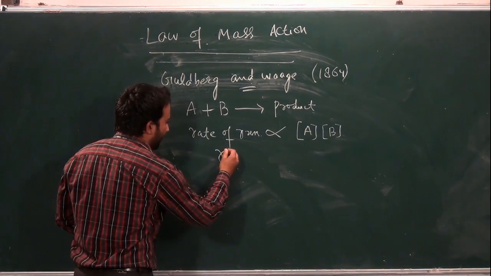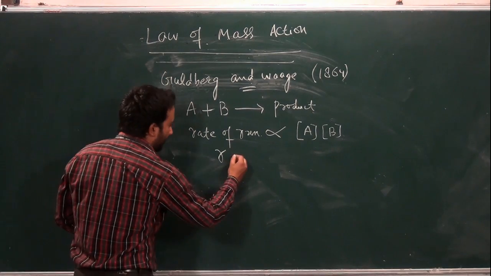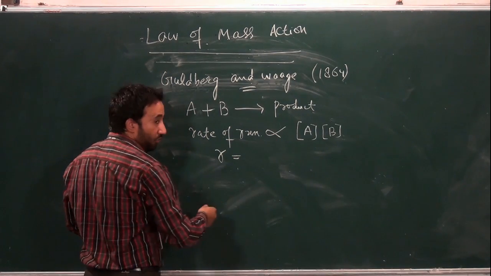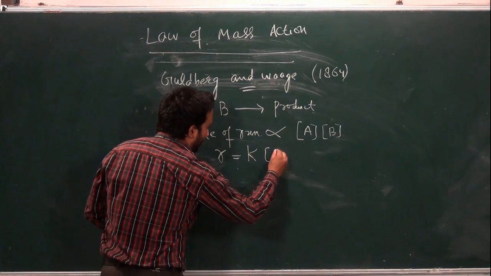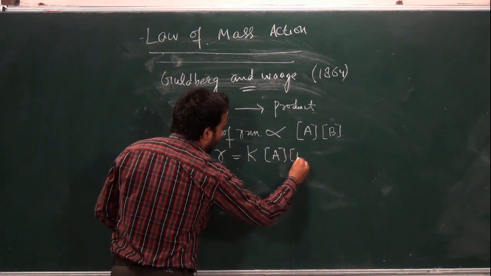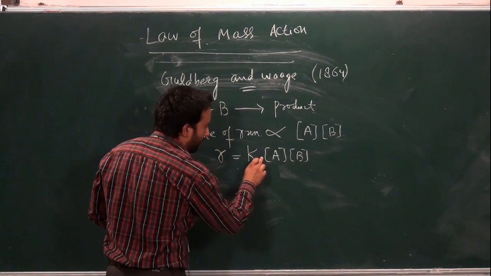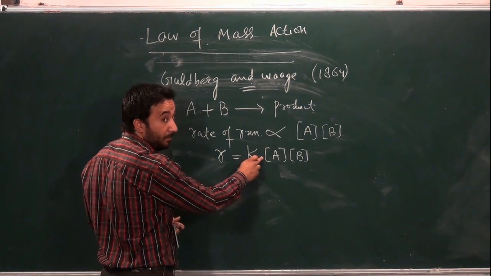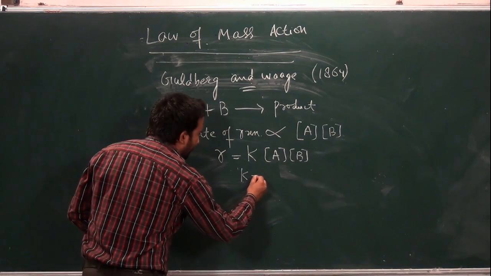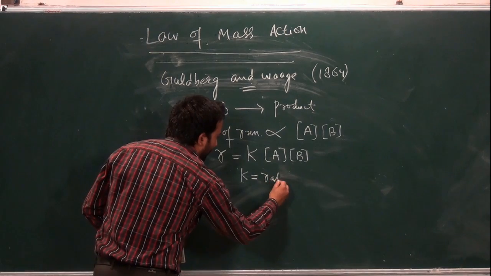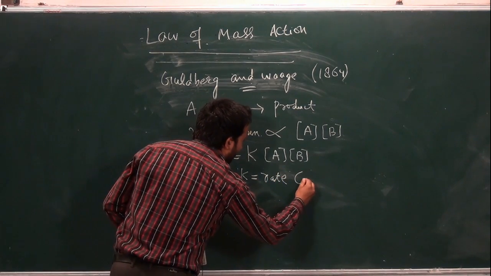So let us represent the rate of reaction by R. In order to remove this proportionality, we will have a constant K: R = K [A][B]. These square brackets represent molar concentration. Remember this. And what is this K? K is the rate constant.